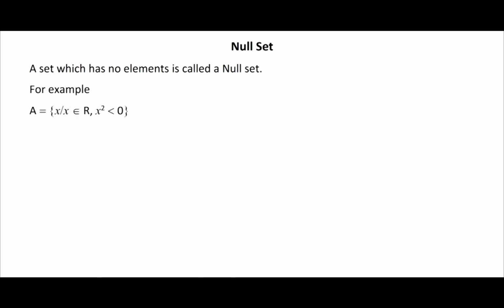Null set or empty set. A set which has no elements is called a null set or an empty set. For example, A is equal to the set of all real numbers whose square is a negative number. There is no real number whose square is negative, therefore A is a null set. We write it as A equals ϕ or A equals empty braces.